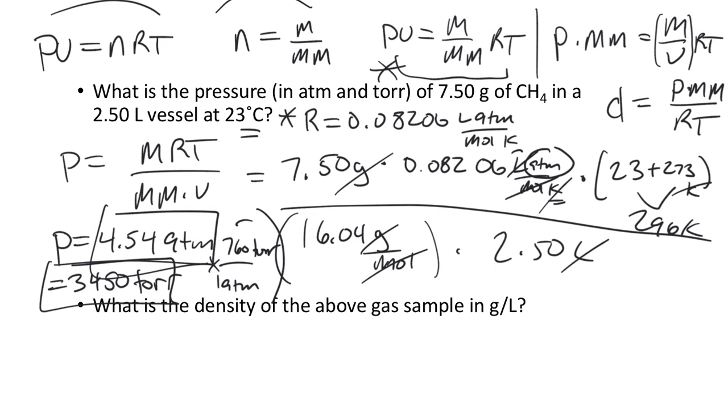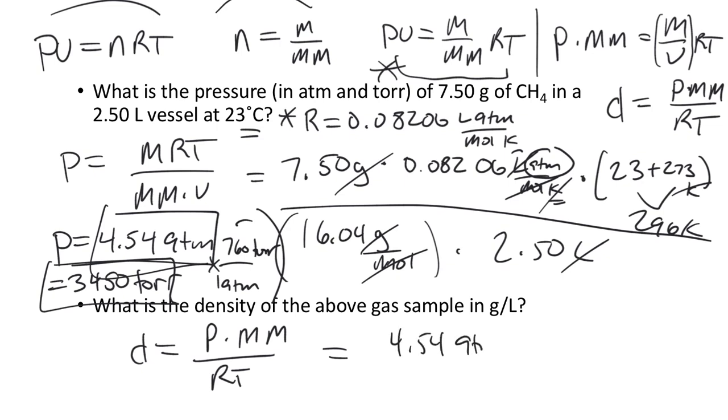So now when we're asked for the density of the gas, there's actually two ways I can think about the density here. One is to go through the equation we just wrote, that it's the pressure times the molar mass divided by RT. And so we can work that out here. Let's use the ATM pressure, since I'm going to use the ATM units of R. So we'll have 4.54 ATM times the molar mass of CH4, so 16.04 grams per mole.